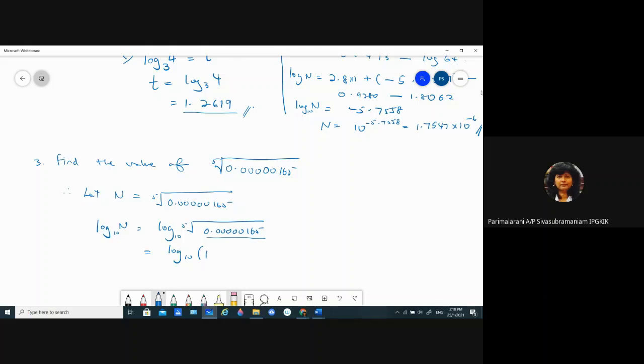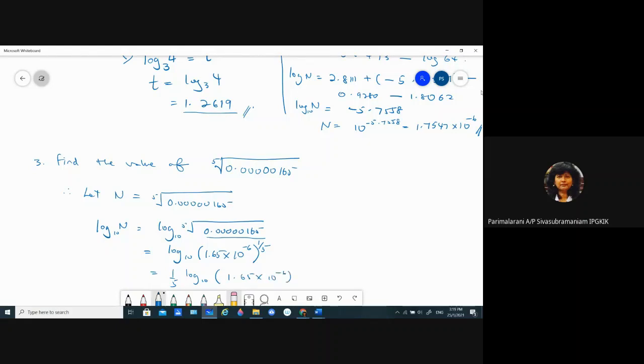This is 1.65 times 10 to the power of negative 6. Yes, 10 to the power of negative 6. And then the square root we took off, so we write here to the power of 1 over 5. So now how do we solve this? Because this is log, we can bring this power to the front. So 1 over 5 log 10 of 1.65 times 10 to the power of negative 6.